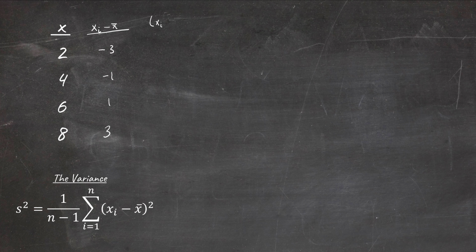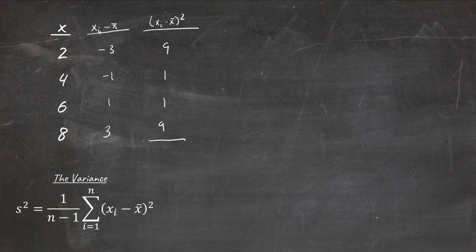Then we square those differences. So we take each of those differences and we square them. Negative 3 squared is 9. Negative 3 times negative 3 is positive 9. Negative 1 times negative 1 is 1. 1 times 1 is 1. And 3 times 3 is 9. As you can see, by squaring it, we end up with a positive number every time.